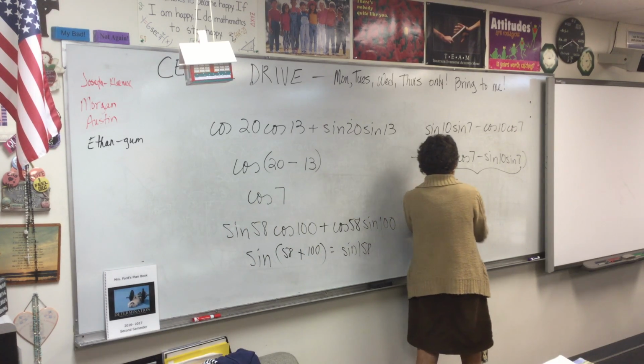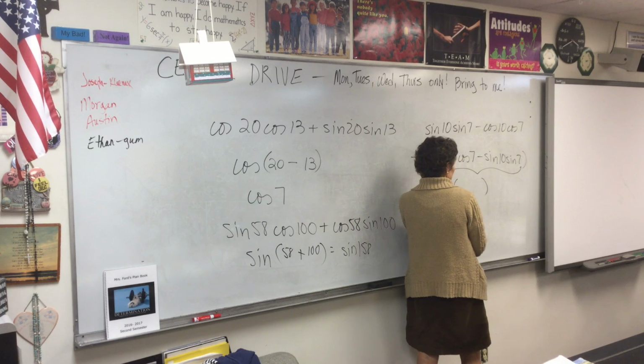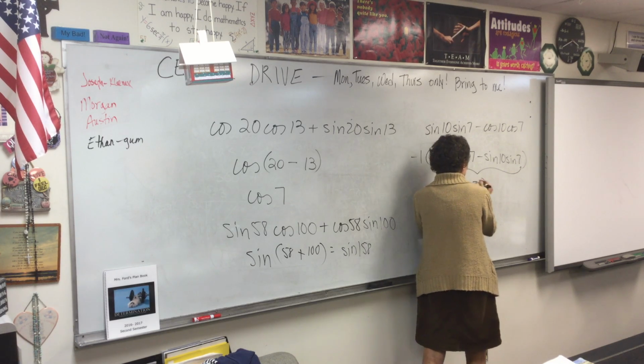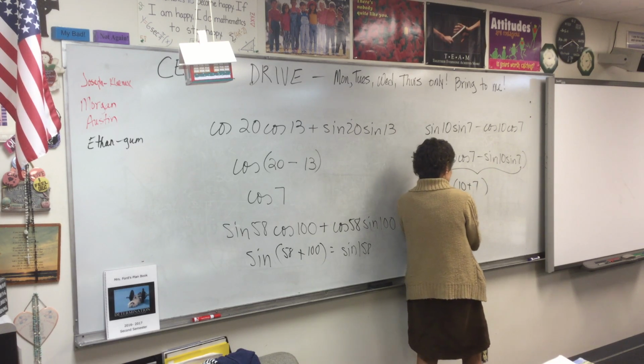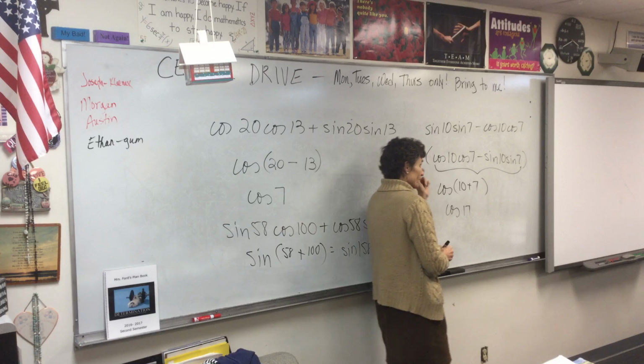Cosine. Oh, what's that? 10 plus 7. So 17. So this bracketed or parentheses part is the cosine of 17.